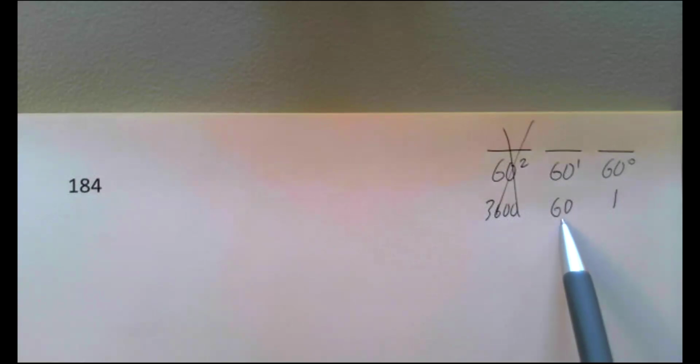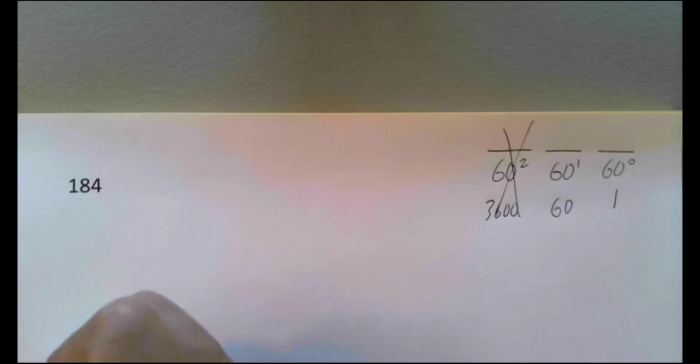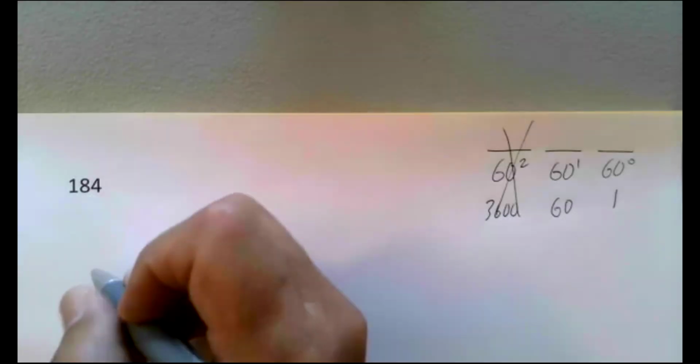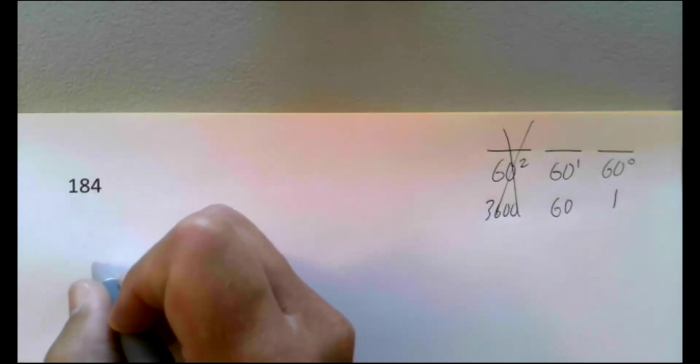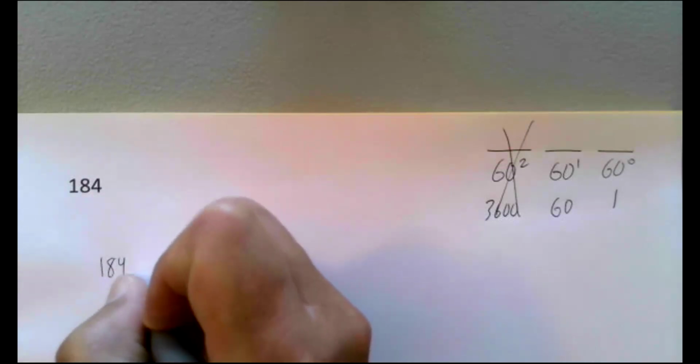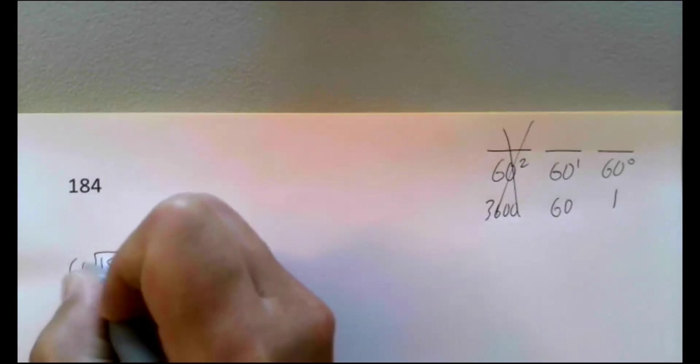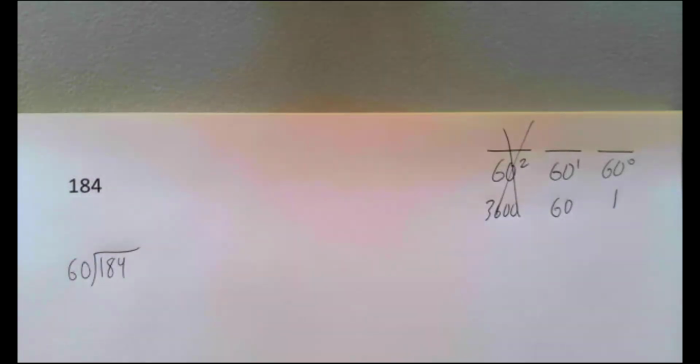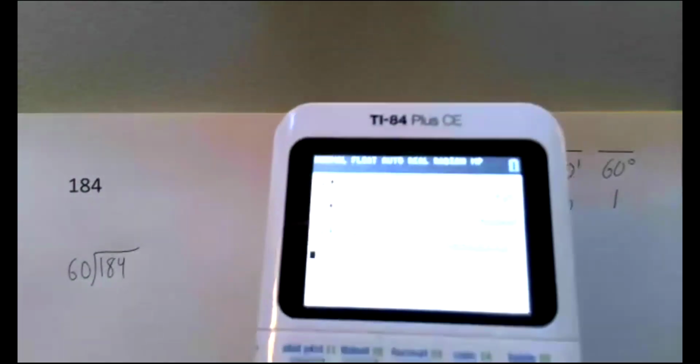But I definitely need to know how many sets of 60 go into 184. How many sets of 60 go into 184? And so what that means is I'm probably going to need to do some long division. For me to tell how many sets of 60 go into 184, I'm going to need to take 184 and divide it by 60. And you can just do long division like you normally do, or you can get your calculator and do 184 divided by 60.